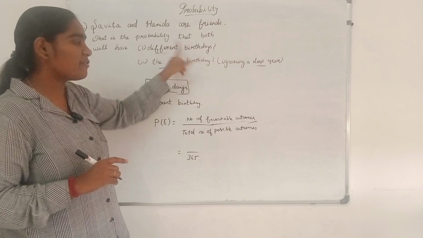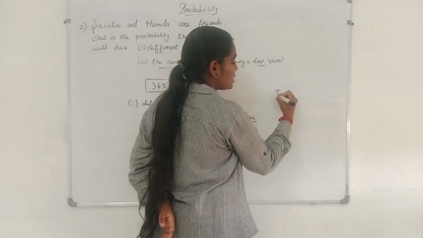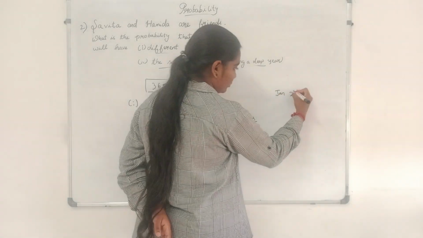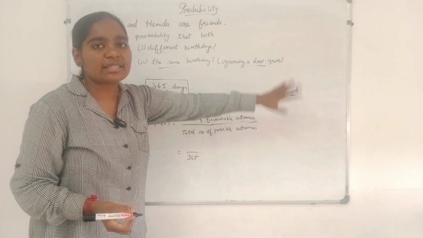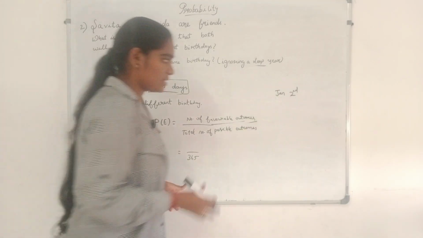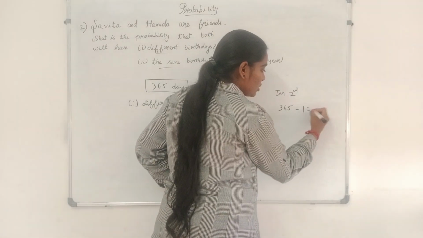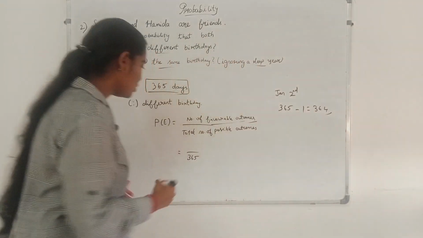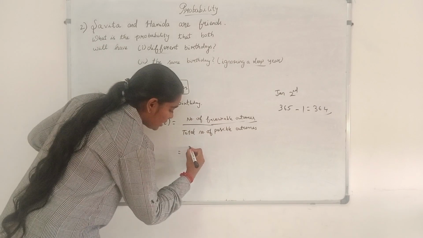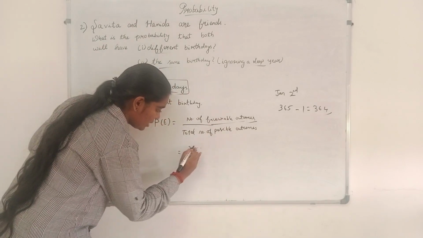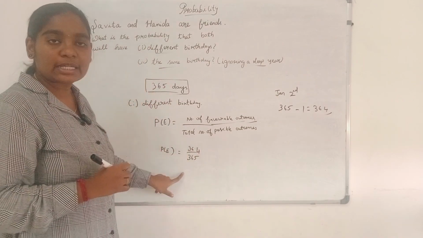And here the question is different birthdays. So if I am assuming Savita's birthday is on Jan 2nd, then Hamita's birthday won't be on Jan 2nd. It is any other day on the rest of the days. So 365 days, 1 day has been gone. So 364. So here for different birthday, the favorable outcome is 364. So P of E equals 364 by 365.